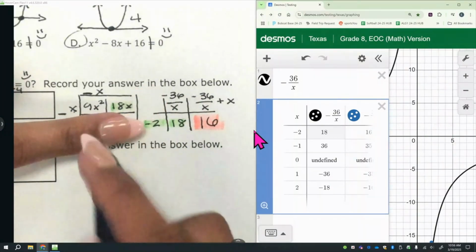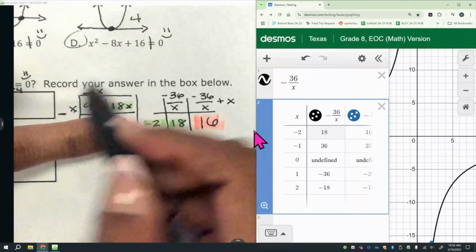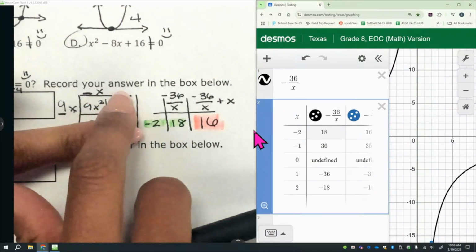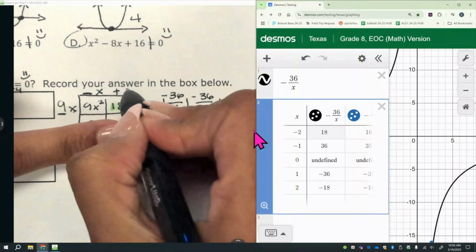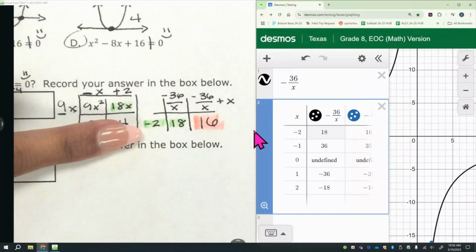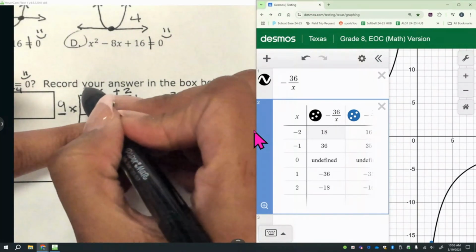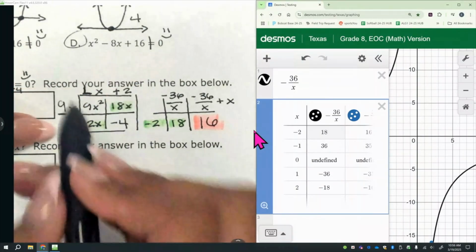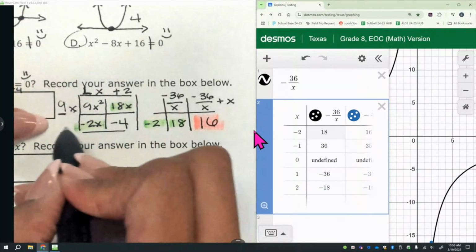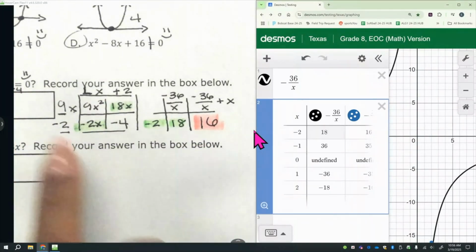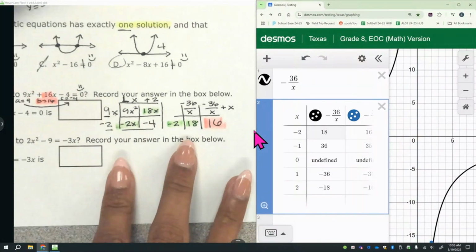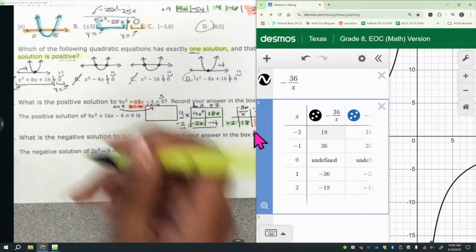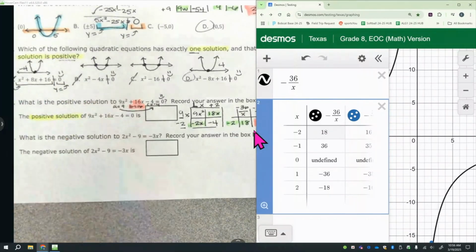So that means, let's cover up this side. 9 has to go here because I can multiply 9 by 2, a positive 2, to get a positive 18. So that means this is just 9 times 1 now. So going back, 1 times what will give me negative 2? Negative 2. So these are my factors. However, we are looking for the positive solution. So I'm going to highlight that.